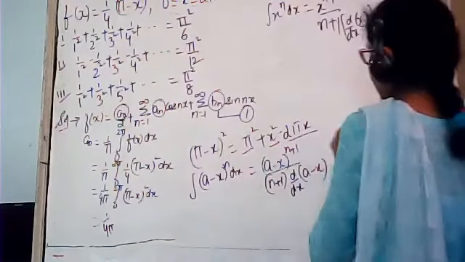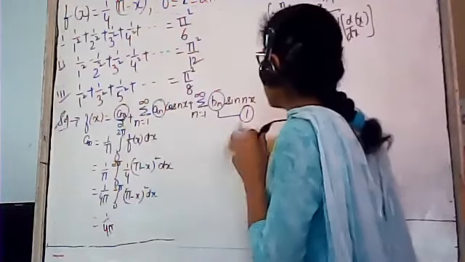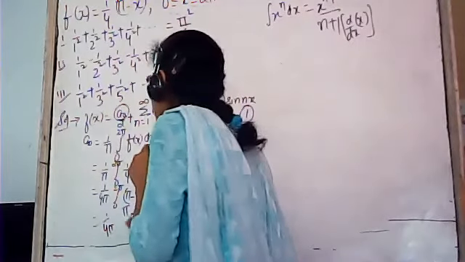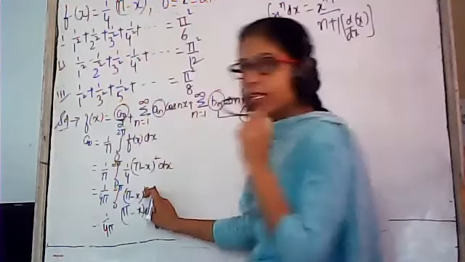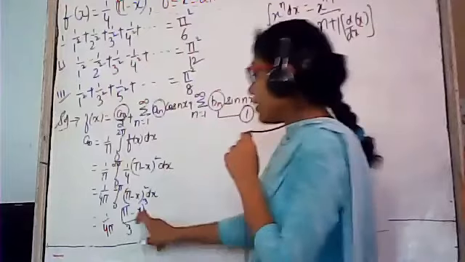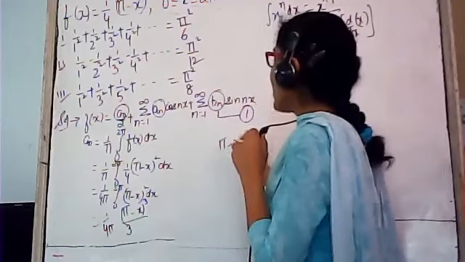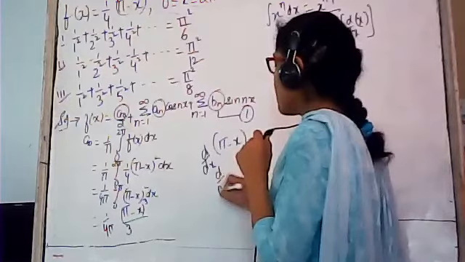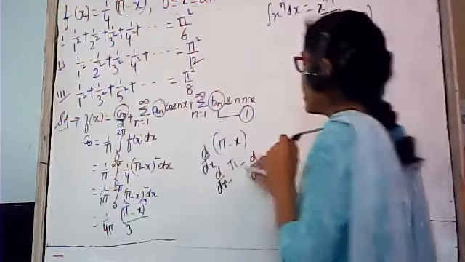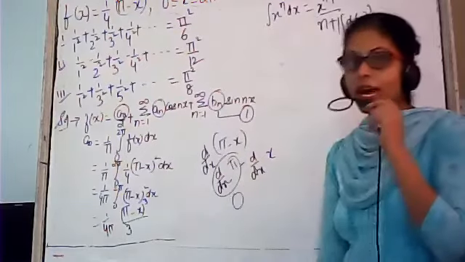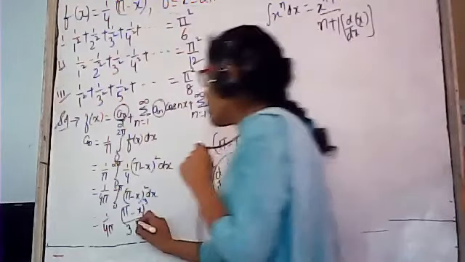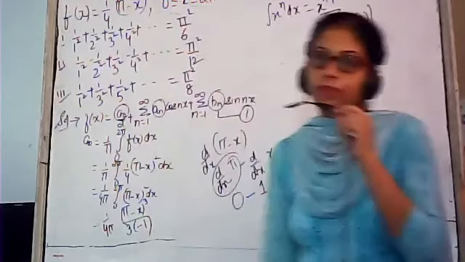So we have to integrate (pi minus x) the whole square. Integration of (pi minus x) the whole square will be equal to (pi minus x) raised to the power n plus 1, here n is equal to 2, so it will be 3 upon 3 into the derivative of pi minus x. See, differentiation of this function pi minus x: differentiation of pi, where pi is constant, will be equal to 0, minus the derivative of x with respect to x, which is 1. So it will be 3 into minus 1.